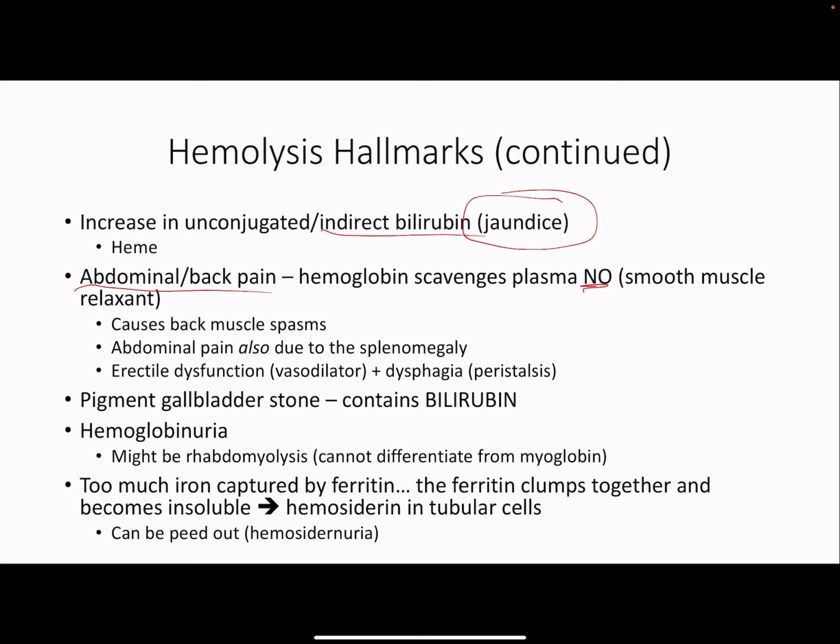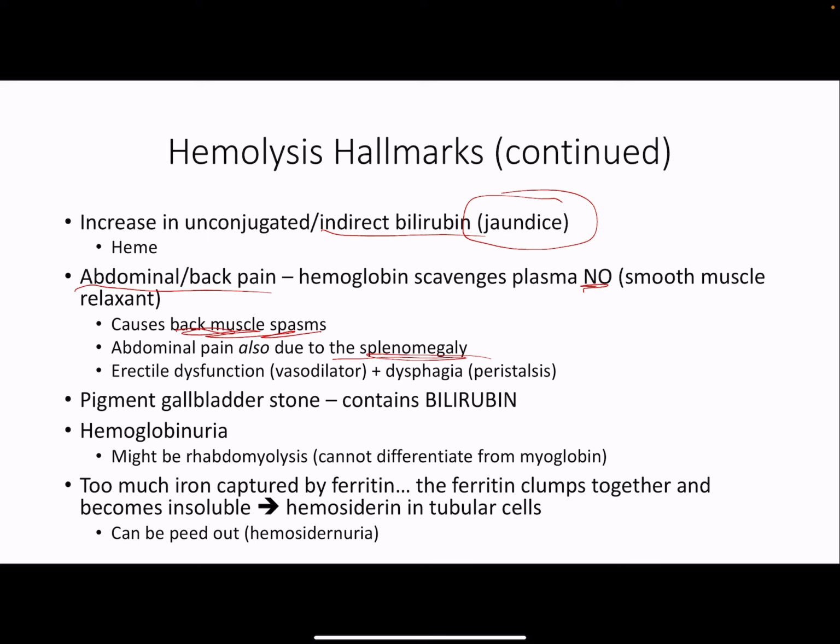Nitric oxide is a vasodilator. It's a smooth muscle relaxant. And so if you consume all of this, then your muscles are just going to randomly contract. This causes back muscle spasms, which are associated with pain. That also causes abdominal pain, but the abdominal pain might be extra bad because also splenomegaly is going to be a feature here.